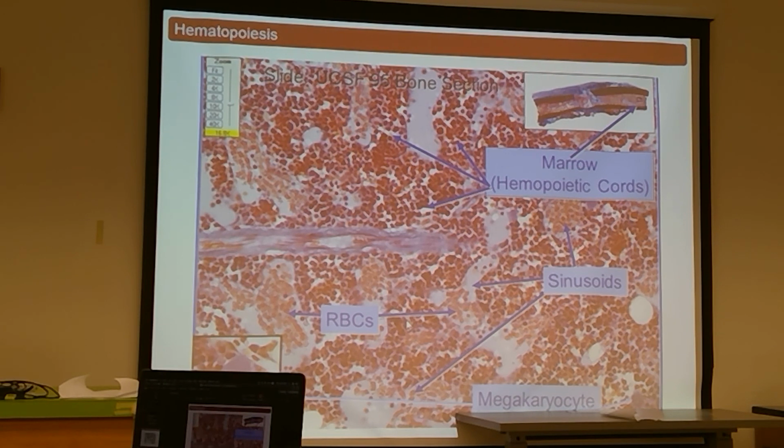Down here, there is a cell that they kind of squared around. See how that cell is huge compared to everything around it? That's the megakaryocyte. On your slide, you should be able to find megakaryocytes on the bone marrow slide on your 4X. You shouldn't have to zoom in to find them. You should easily be able to just scan around and find megakaryocytes.